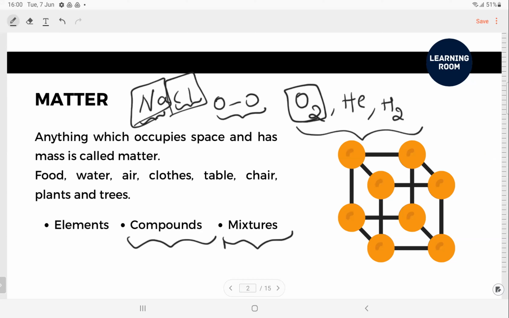Substances mixed together. Let him speak. Compounds cannot be physically separated. Mixtures can be physically separated.